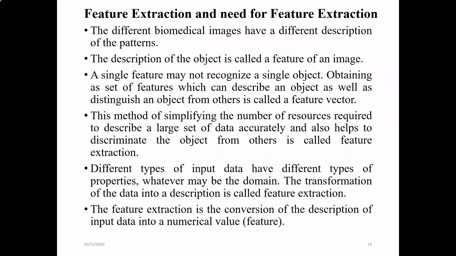Feature extraction plays an important role. Before going to the literature survey, I want to highlight feature extraction and the need for it. Different biomedical images have different descriptions of the patterns. The description of the object is called the feature of an image. So a feature of an image is nothing but the description of the object.